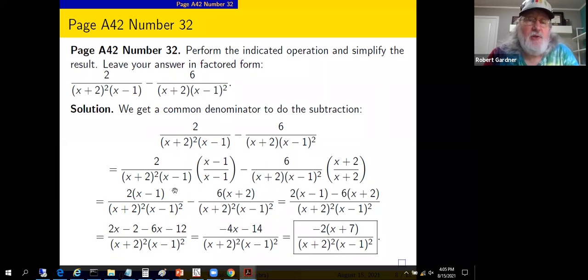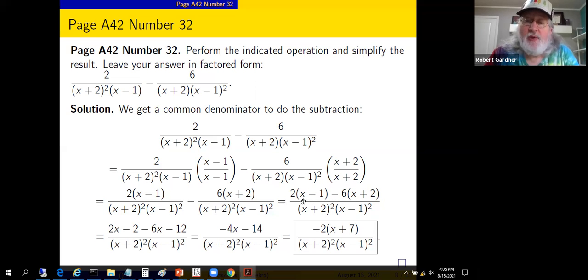Performing the multiplication, we have the common denominator, x plus 2 squared, x minus 1 squared, on the first one and the second one. It worked. The stuff that happens in the numerators: we pick up an x minus 1 here. We pick up an x plus 2 here. We can combine those because now we have the common denominator. So there's the subtraction part being performed. And now we'll simplify.